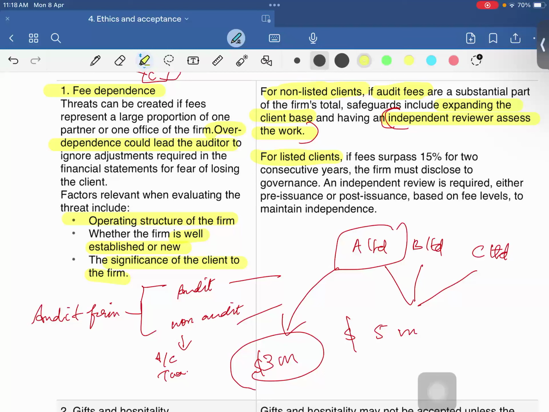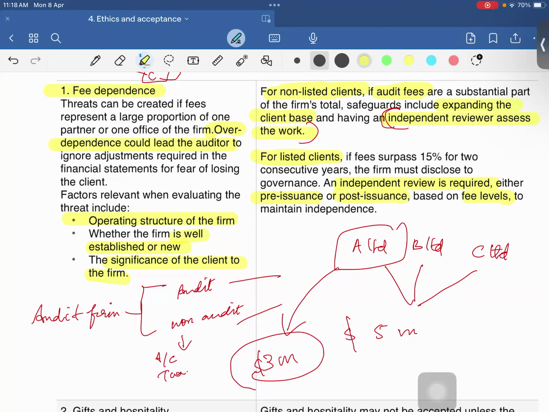then the audit firm is required to report that under corporate governance. After this, an independent review should be taken, the same thing that we discussed previously. This should be done either before publishing the audit report or after publishing the audit report, based on the fee levels that are collected. This is so that audit independence is maintained all along. So much to study, right? In a single thing.